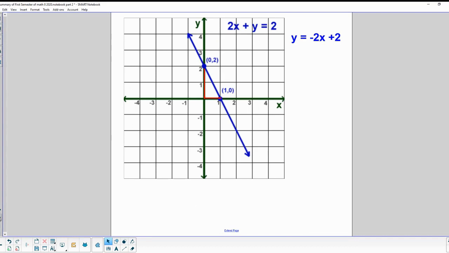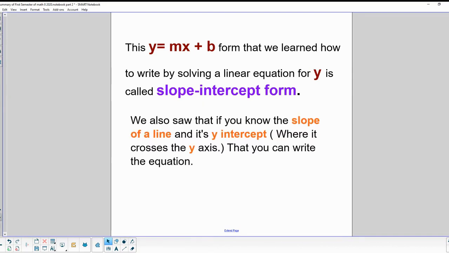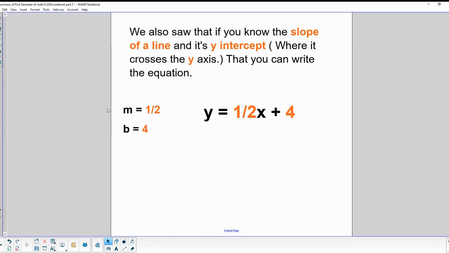Here's an example of y equals negative 2x plus 2. This y equals mx plus b form that we learned to write by solving a linear equation for y is called slope-intercept form. We also saw that if you know the slope of a line and its y-intercept, where it crosses the y-axis, you can write the equation that way. So if you just have those two pieces of information, you can actually write the equation. For example, if m is 1/2 and b equals 4, the equation is y equals 1/2 x plus 4.